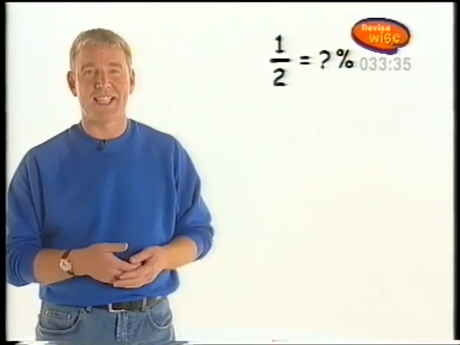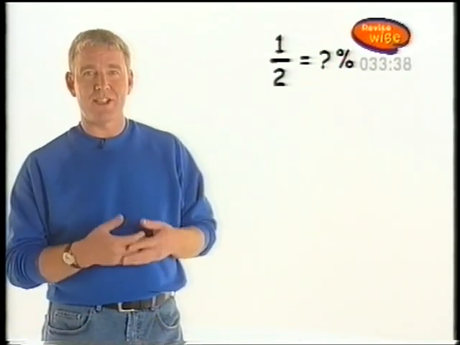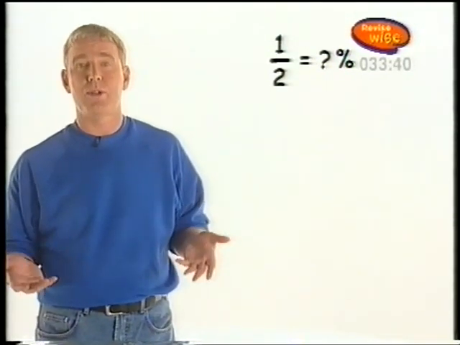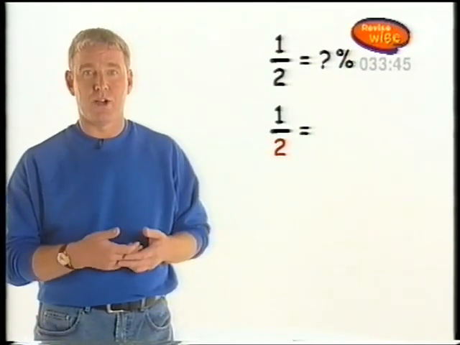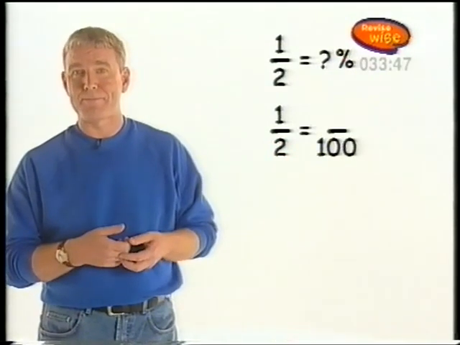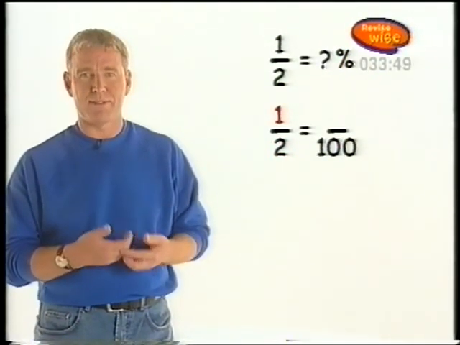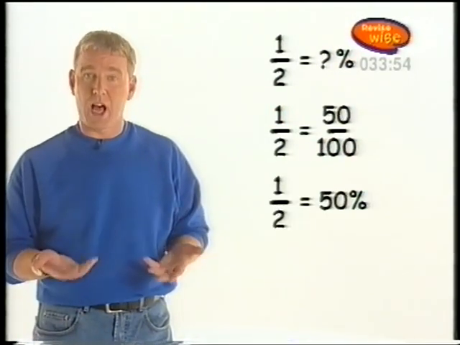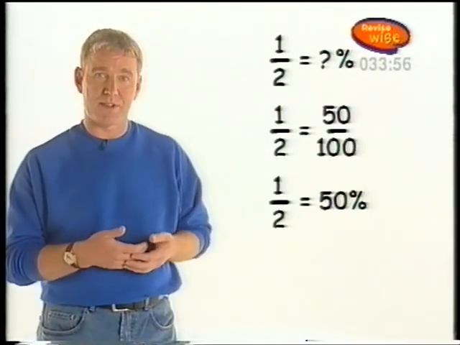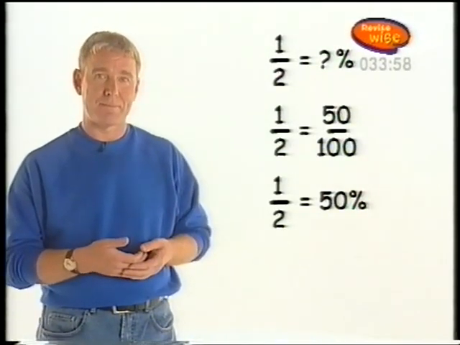To change a fraction into a percentage, change it into an equivalent fraction with 100 as the denominator. Let's check that by turning 1/2 into a percentage. To turn the denominator 2 into 100, multiply it by 50. Multiply the numerator by 50 as well. 1 times 50 is 50. So 1/2 is equivalent to 50/100ths, that's 50%.